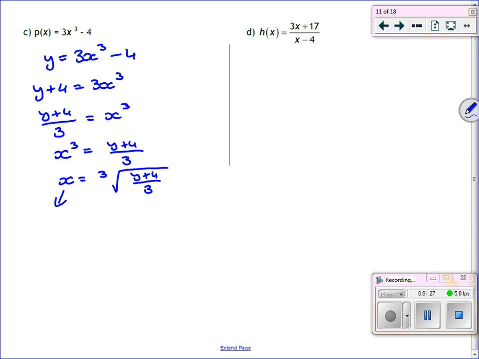And now all I do is change my x to the inverse function, which is p to the minus 1 of x, and change my y to an x, so I get the cubed root of x plus 4 over 3.